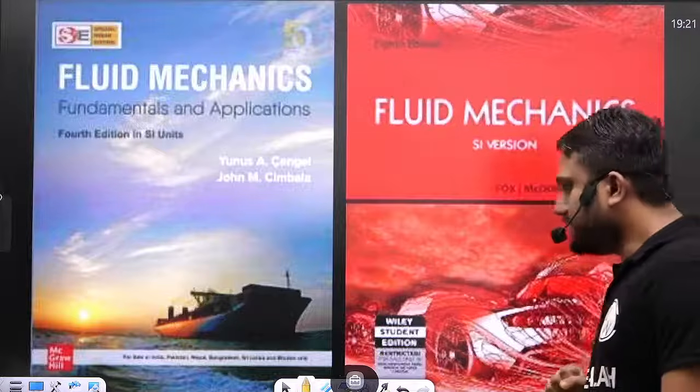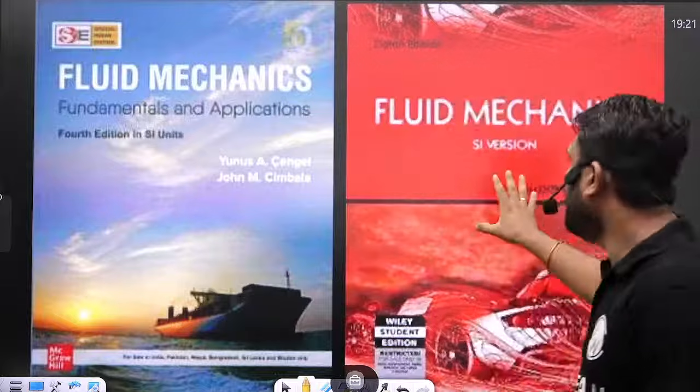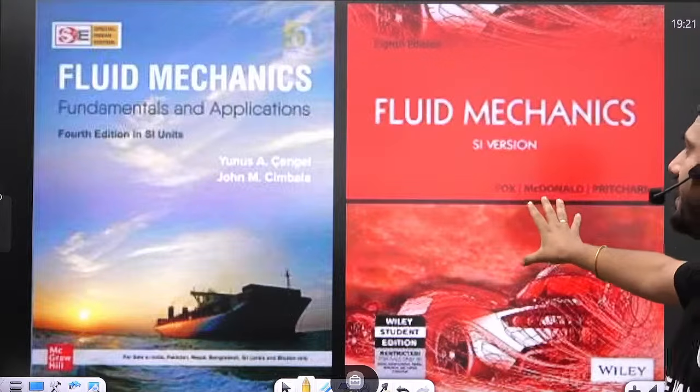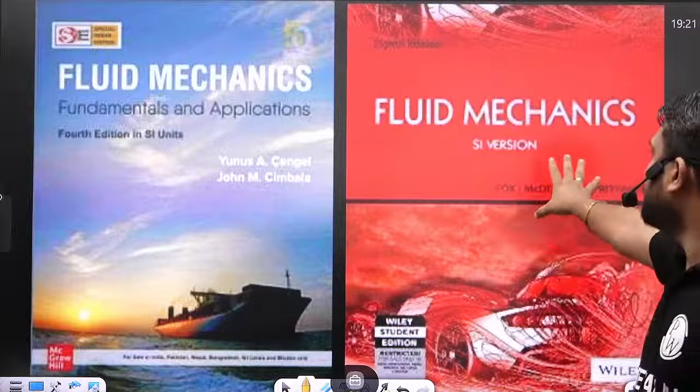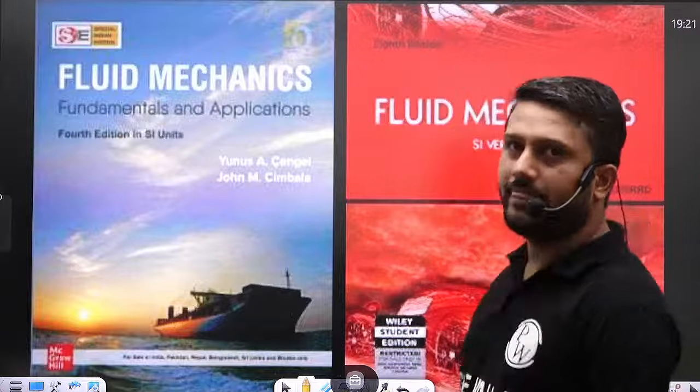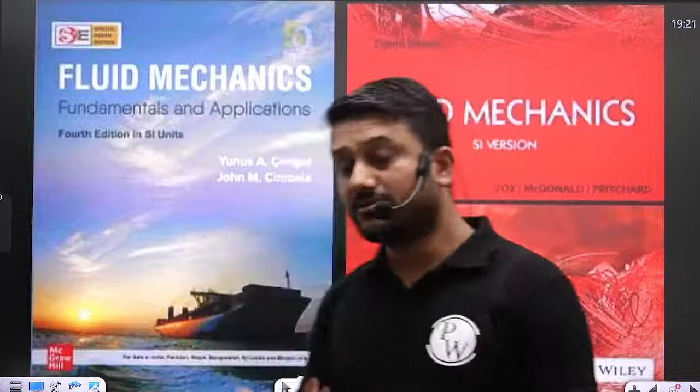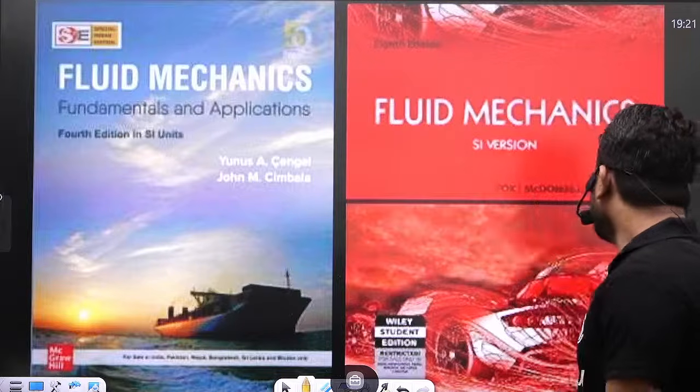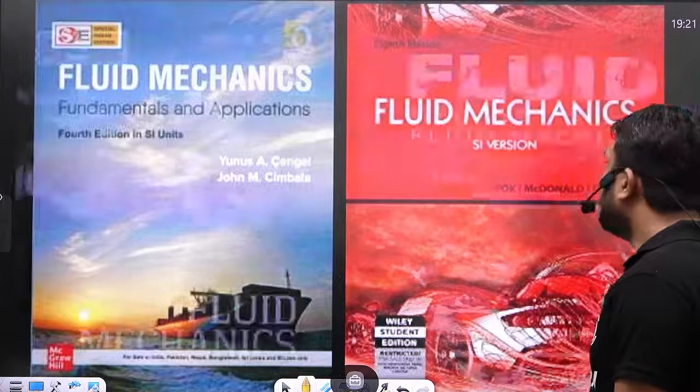The second book is Fox and McDonald, right? This is also one of the good books, right? Most of the time you are getting direct questions from this book, Fox and McDonald, because in IITs all professors also recommend this book.